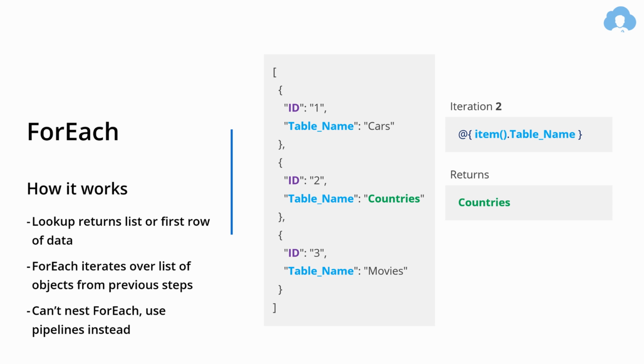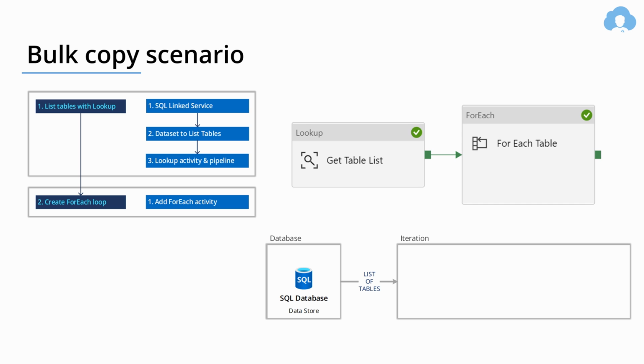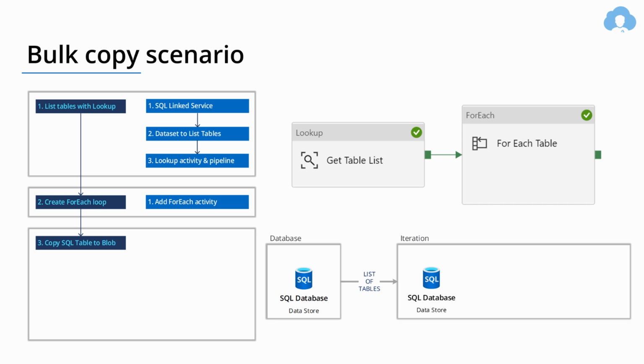All right, so the next thing that we need to do, let's go to the diagram. The next thing we need to do right now is to copy the table from the SQL to the blob storage. Since we already have the SQL Linked Service, the next thing we need to do is the Blob Linked Service.